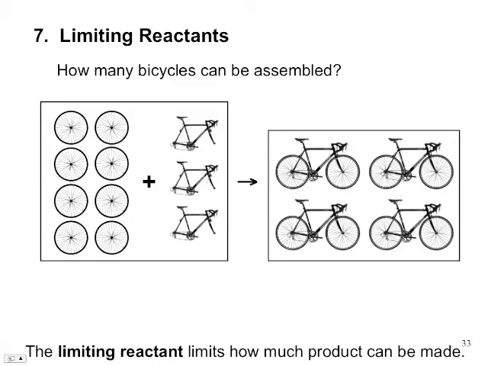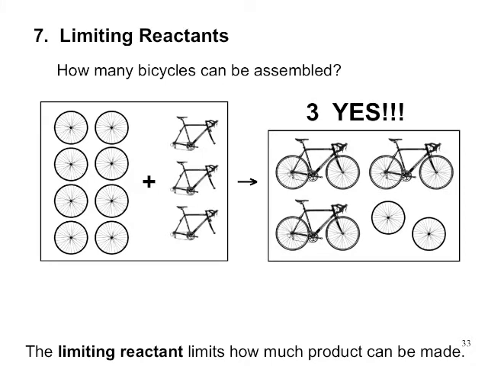4 bikes? No, I don't think so, right? Why? Because you don't have enough frames, right? This is how much you can make given the amounts that are given. You're limited to make 3 bikes because you only have 3 frames. You have more than enough wheels. In fact, you're going to have 2 left over. 6 get used up in making the bikes.